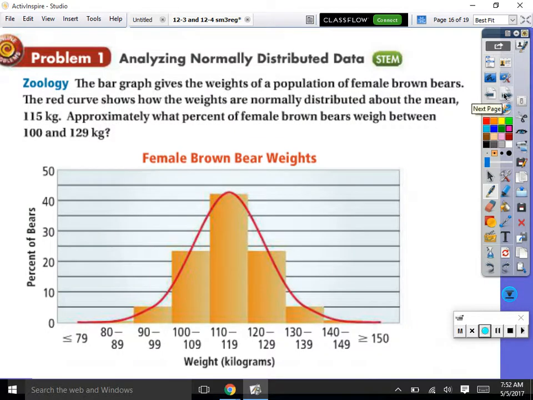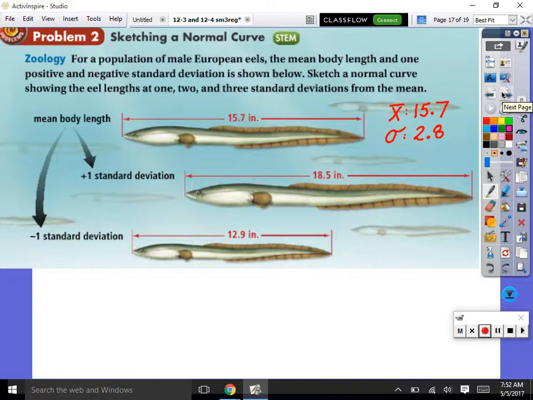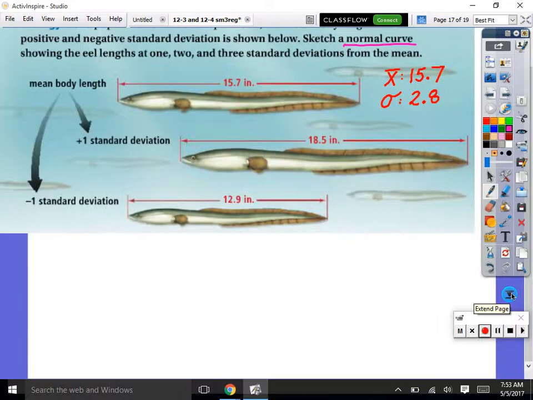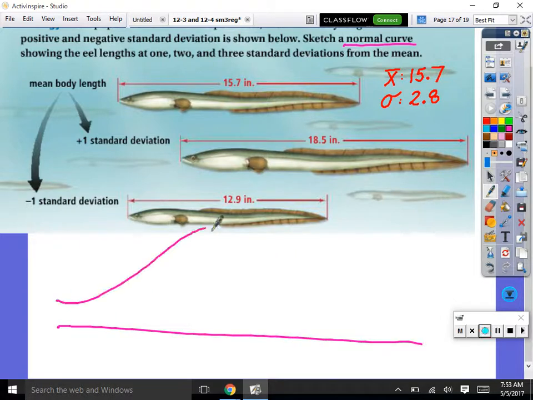Okay, so I'm going to give you an example of how this works. It says, for a population of male European eels, the mean body length and one standard deviation above and below is shown below. It's a normal curve, so we're told it's normally distributed. So I want you to look at these eels. Here's the mean body length, 15.7 inches. So we would draw our bell-shaped curve. I spread it out to give myself plenty of room. Draw it as symmetric as possible. So our mean will be right down the middle here, so that would be 15.7 inches.